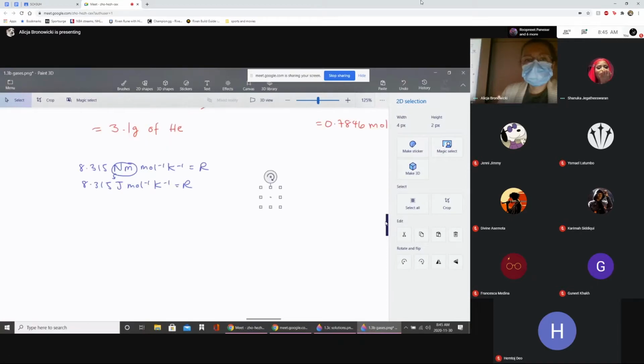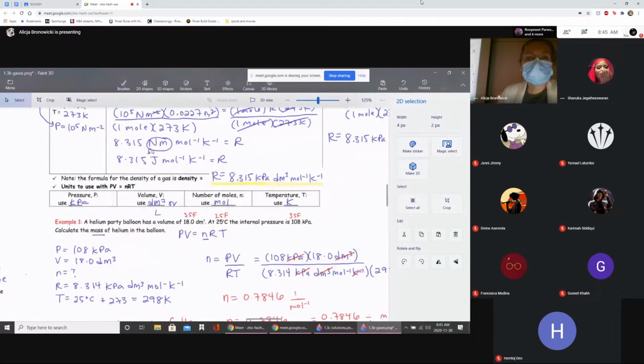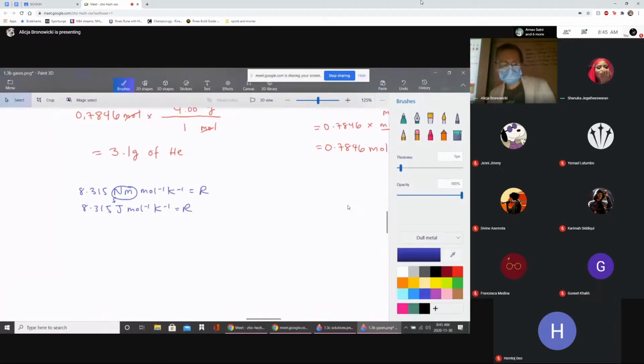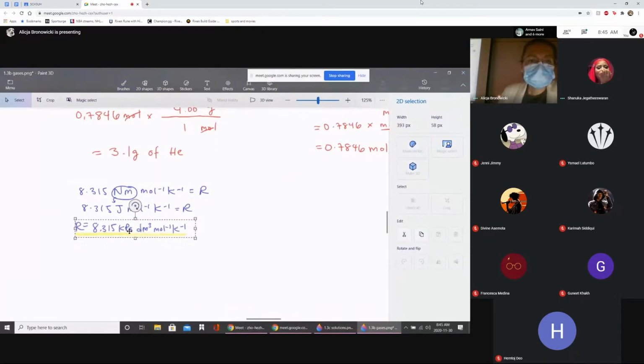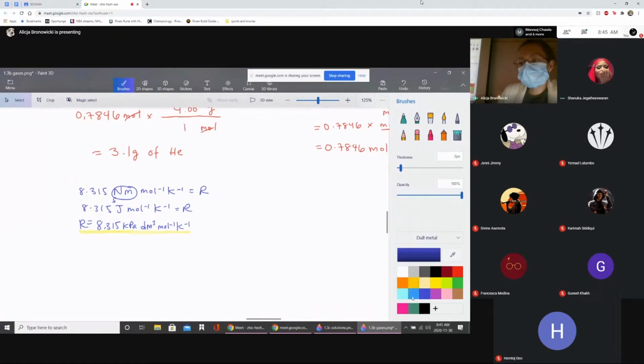And there's another one that we've been using. Okay, so I just want to make a distinction. You can, okay, so Newton meters is the same as joules, is the same as kilopascals. Okay, so any one of these three gas constants will work.